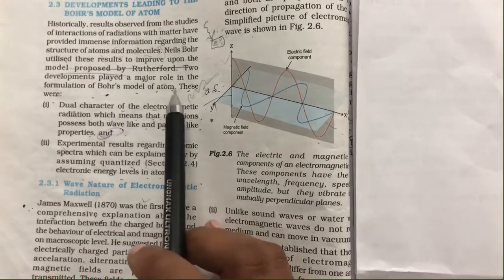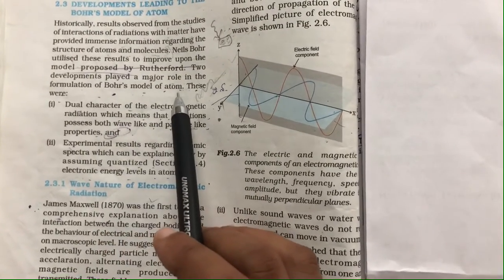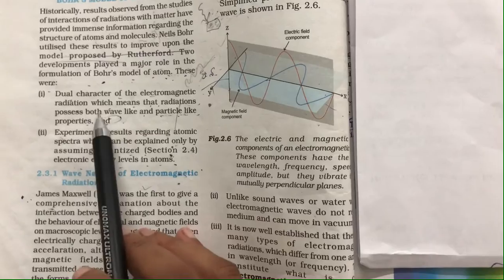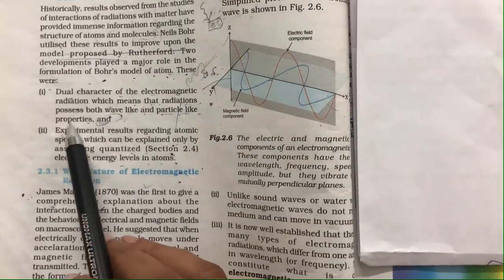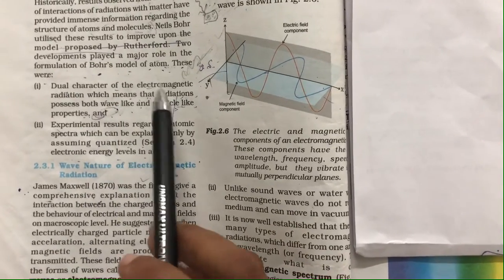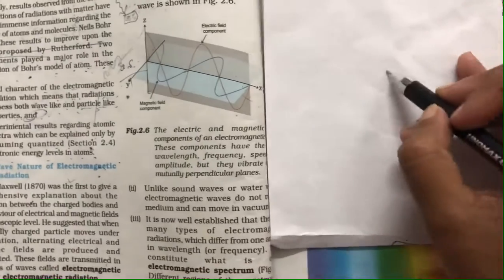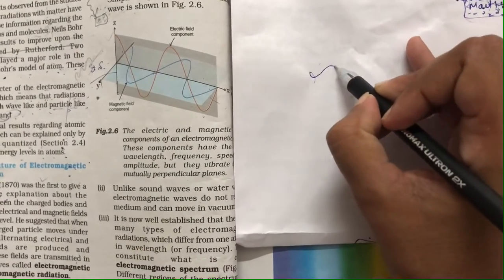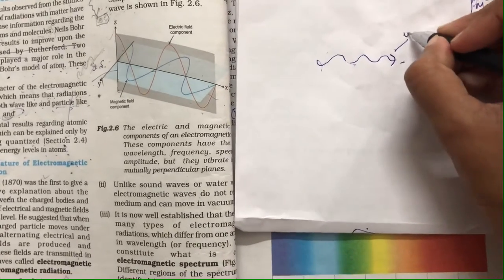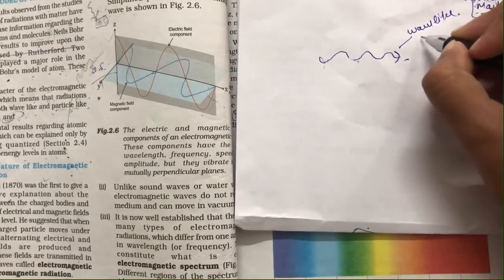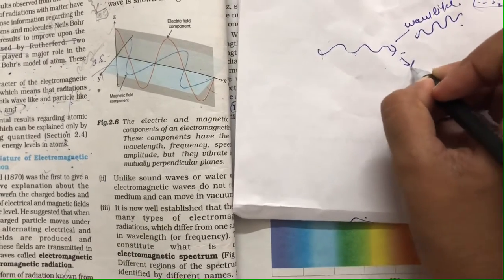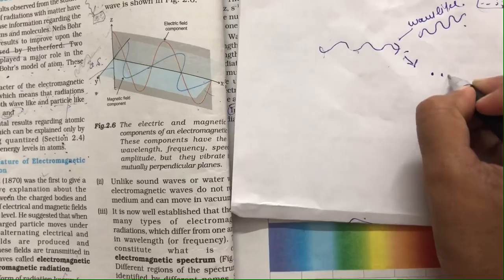Two developments played a major role in the formulation of Bohr's model of the atom. So what are these developments? The first development is regarding the dual character of electromagnetic radiations, which means that radiations possess both wave-like and particle-like properties. Clear? When we say any radiation, for example, this is any kind of radiation, it can have wave-like nature, meaning it can oscillate in the form of a wave, and we also say that it can have a particle-like nature.